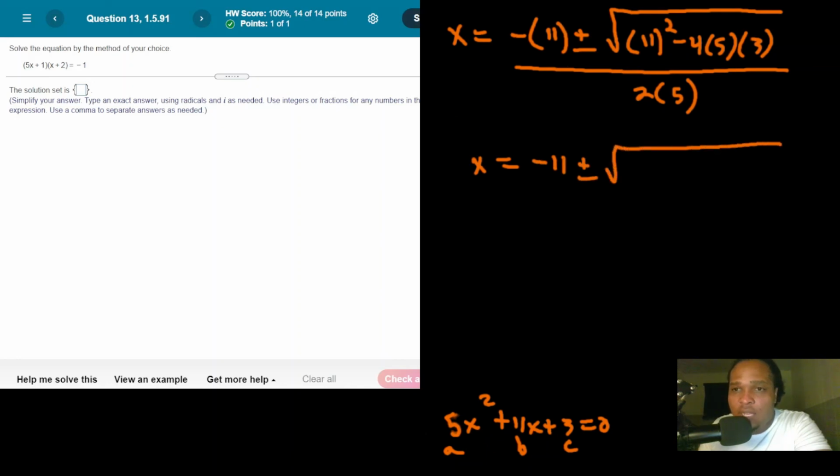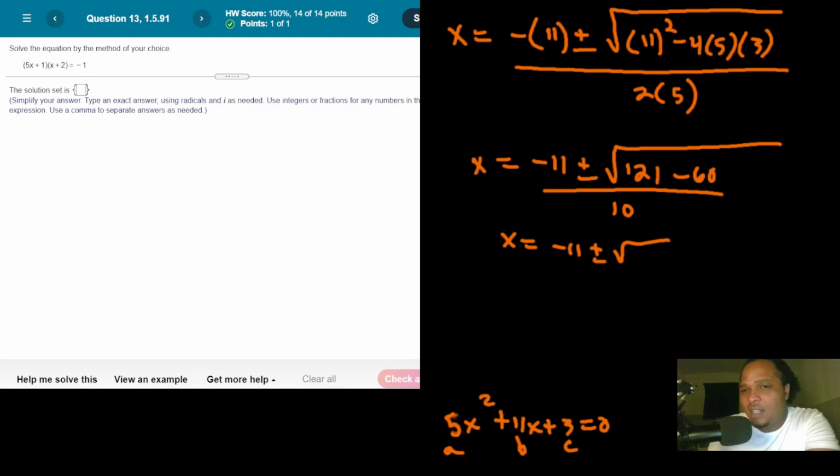All right, so we have x is equal to negative 11 plus or minus big old square root. 11 squared is 121. This is negative 4 times 5, which is negative 20. Negative 20 times 3 is negative 60. This is all over 2 times 5 is 10. X is now equal to negative 11 plus or minus square root. 121 minus 60 would be 61, right? All over 10. And as far as I know, 61 is not a part of any times tables that I know. So we are done.